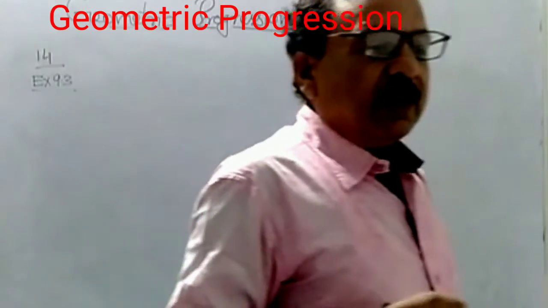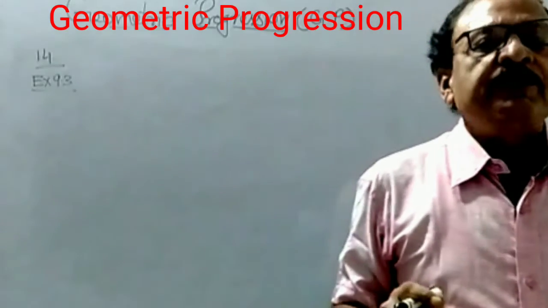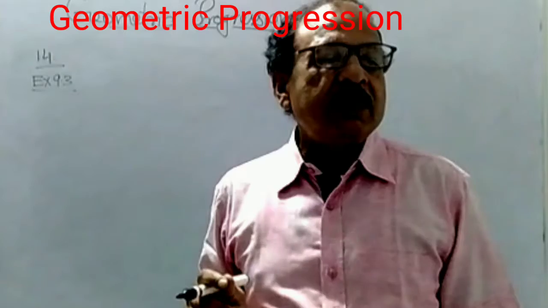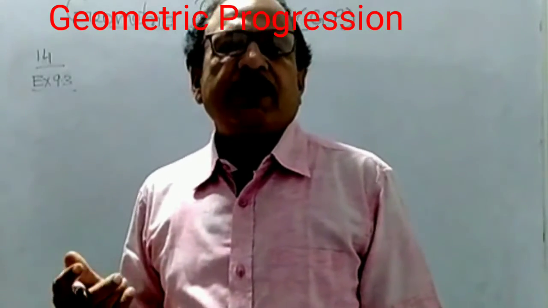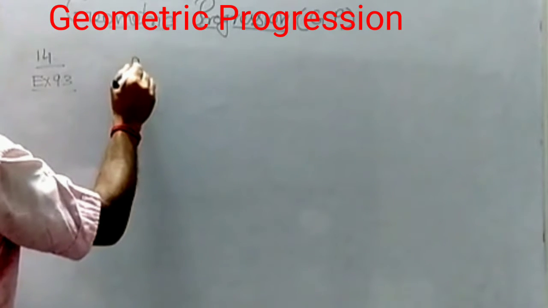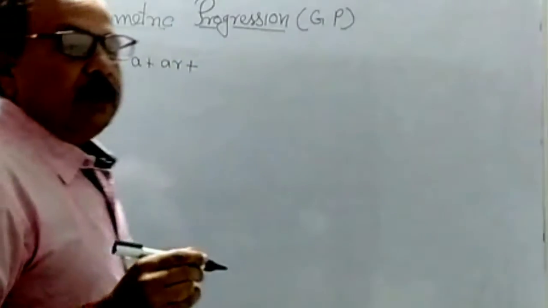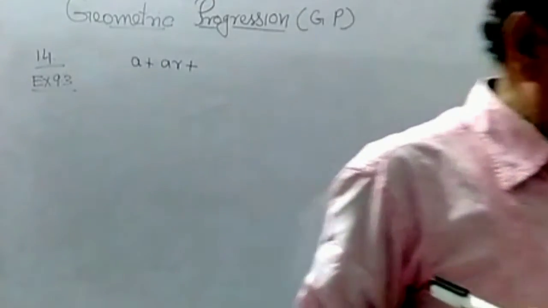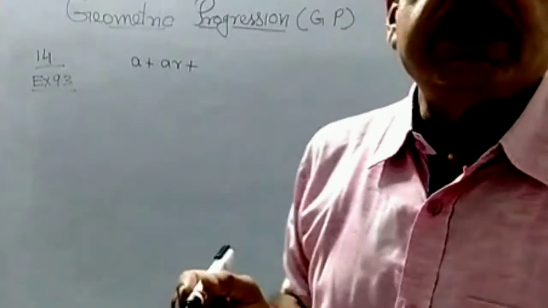Exercise 9.3, question number 14 is given: the sum of the first 5 terms of a GP is 16 and the sum of the next 5 terms is 128. In this question number 14, it will be given the sum of the first 3 terms of a GP.